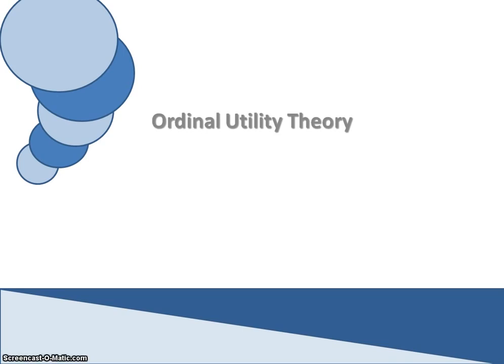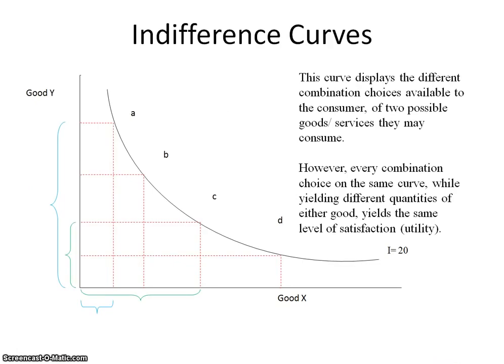So what the ordinal utility theory posits is that while we may not be able to calculate utility, we can represent different levels of satisfaction via diagrams, and this is where we bring the indifference curve analysis to the forefront. Now, what is an indifference curve? As a consumer, you have choices. In this case here, we are simply going to compare the choices between two goods. In this case, good Y and good X.